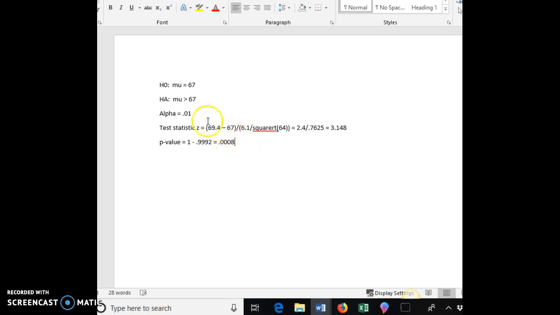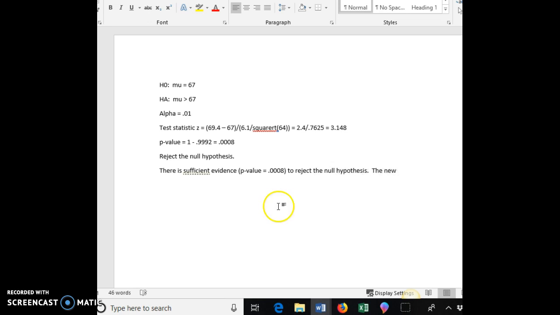All right, so now let's compare. Recall, if the p-value is less than alpha, which it is here, we reject the null. So we can reject the null hypothesis. That means we're embracing this alternate, and the alternate tells us the mean for the test now is certainly greater than 67. So, there is sufficient evidence, p-value equal 0.0008, to reject the null hypothesis.